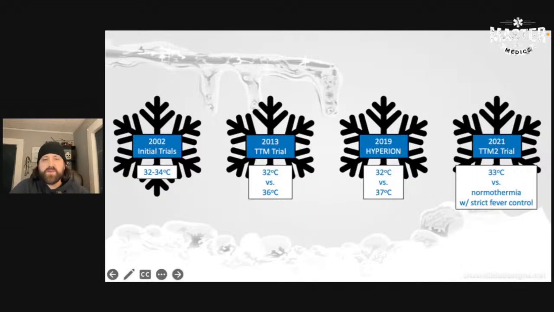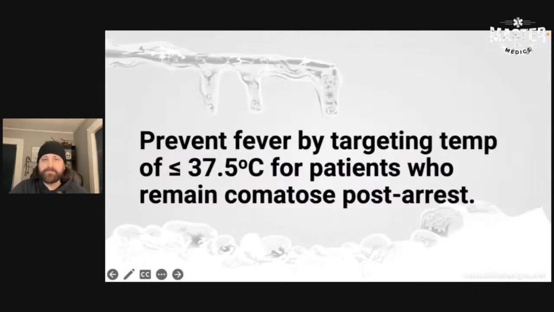There was no difference in primary outcome or 6-month mortality here, or any secondary neuro outcome. This included patients with non-shockable rhythm, and the majority of the patients here were in asystole. It's really the only one of the major trials that included non-shockable rhythms. So this posed the question: is it hypothermia, or is it targeted normothermia and the avoidance of fever that actually helps these patients? We don't really know. A lot more research needs to be done here.